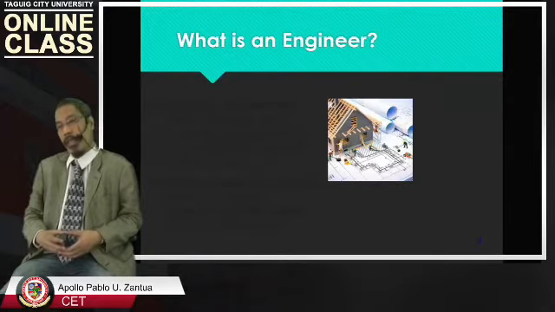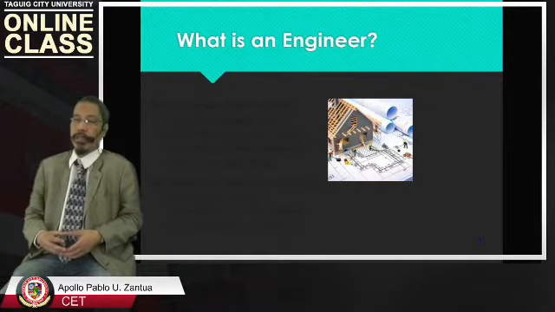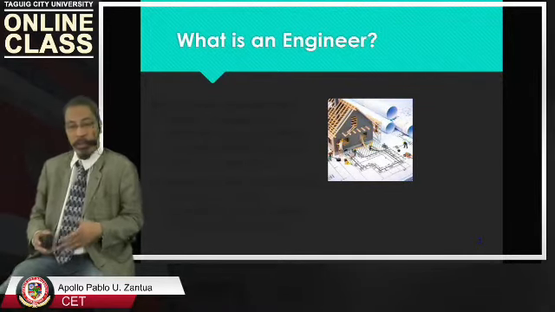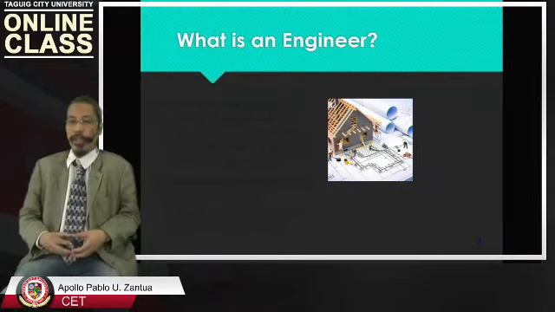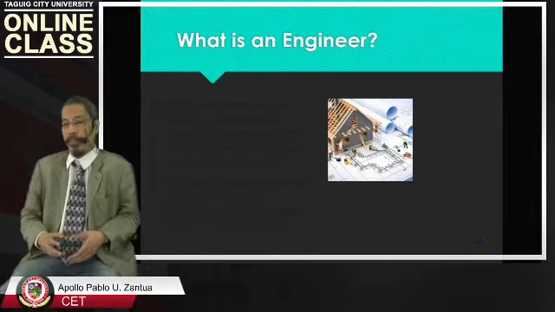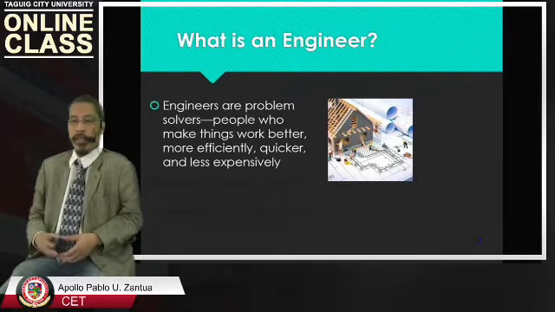So let us start with the first topic. What is an engineer? Because our subject is transportation engineering, we have to define those root words. Transportation, engineering, and the root word of engineering is engineer. What is an engineer? Engineers are trained to be problem solvers.